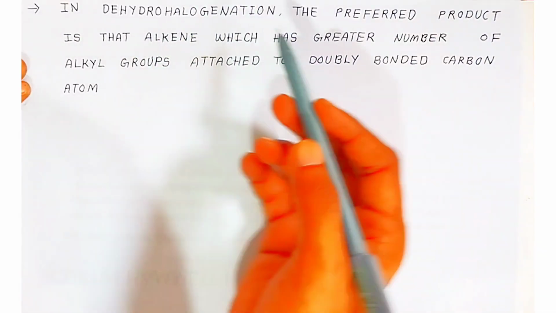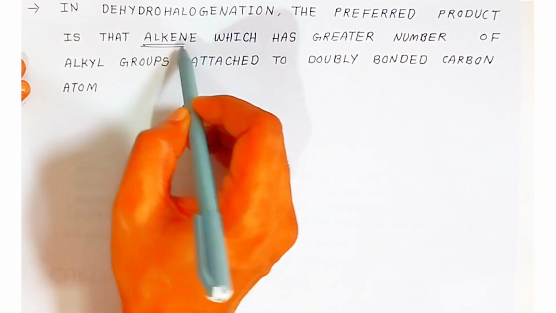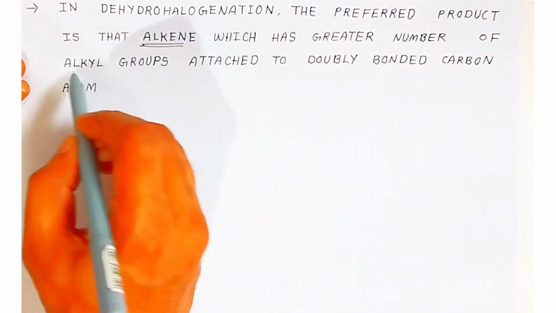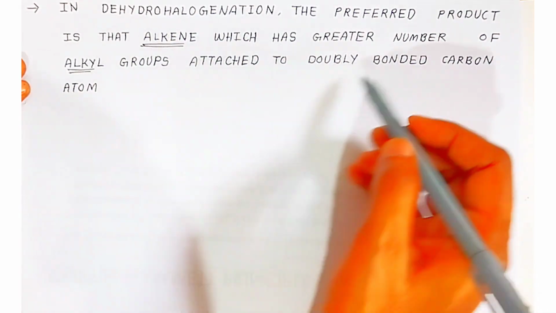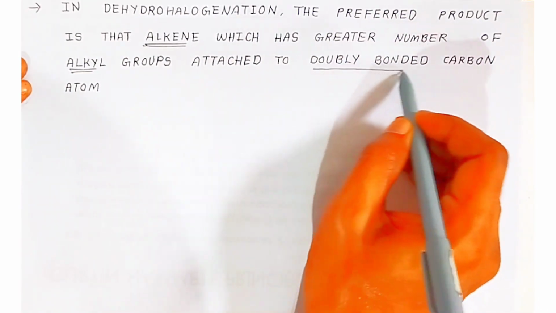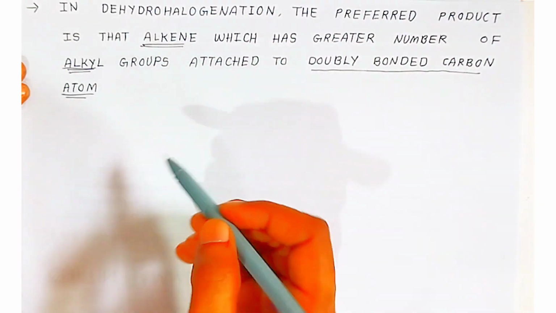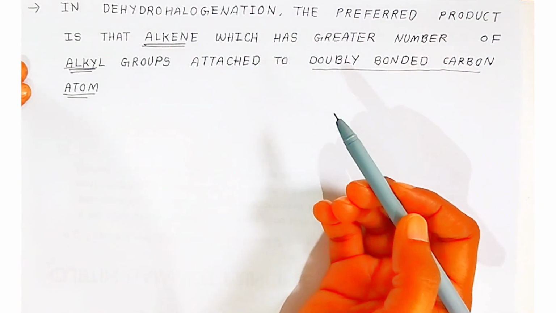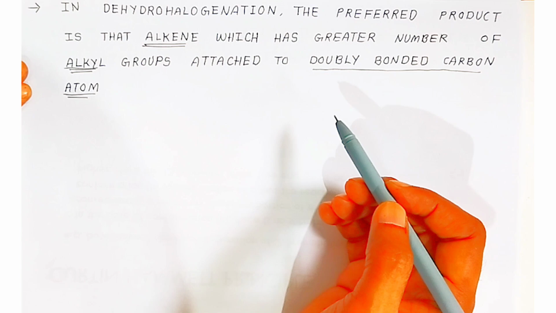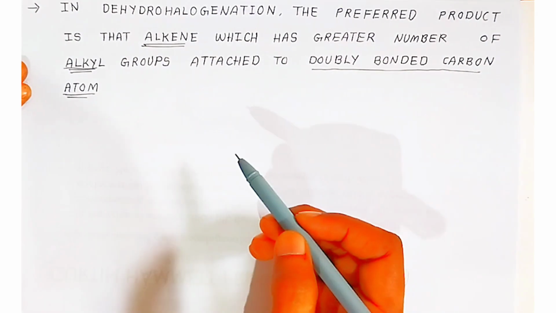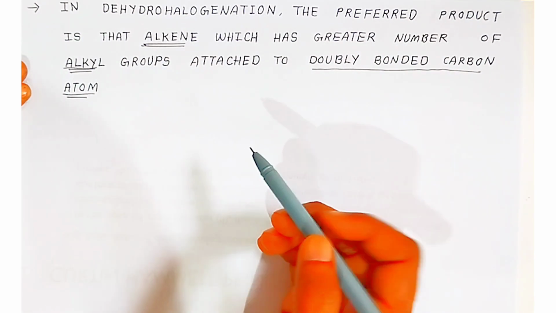In dehydrohalogenation, the preferred product is the alkene which has the greater number of alkyl groups attached to the double bonded carbon atoms. So understand, once you get the alkene, which one is the preferred product that will be present in major quantity, and which product will be in minor quantity, that depends upon the alkyl group.